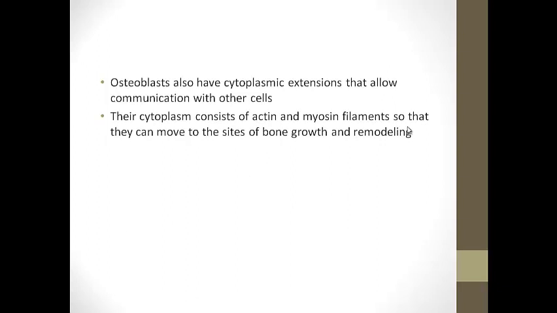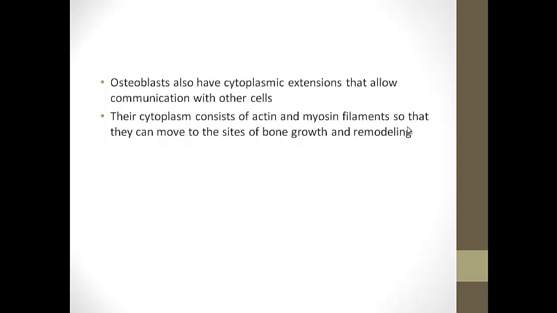Their cytoplasm also consists of actin and myosin filaments, which we saw when we took the histology of muscles. Remember, those were protein filaments that had the ability to change their structure and slide on top of each other and then cause movement. And the importance of having actin and myosin in the osteoblasts is that they allow the cells to move, so that they can go to the sites of bone growth and remodeling.